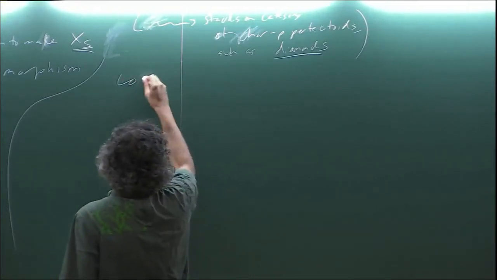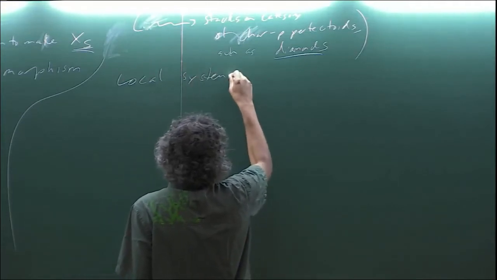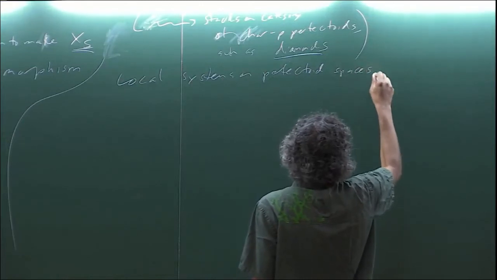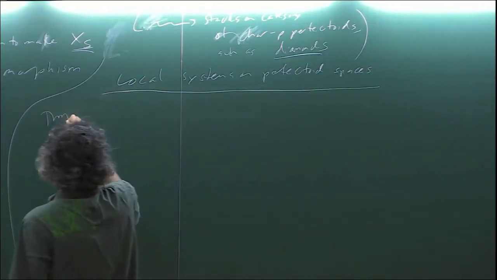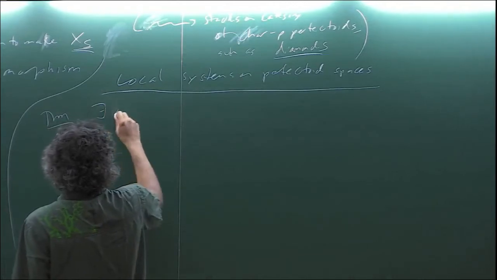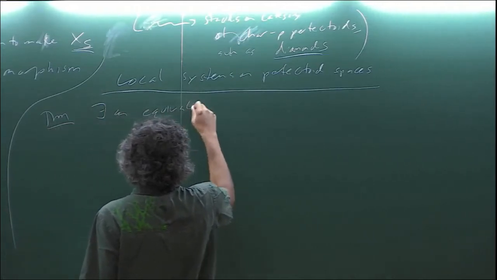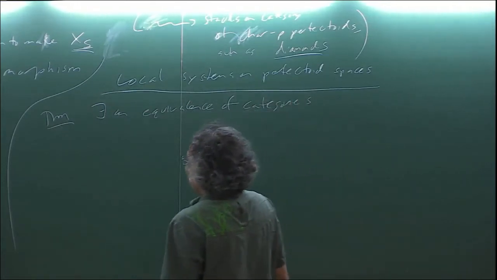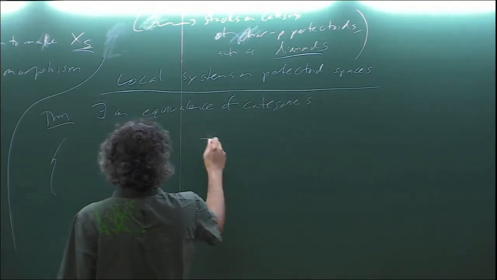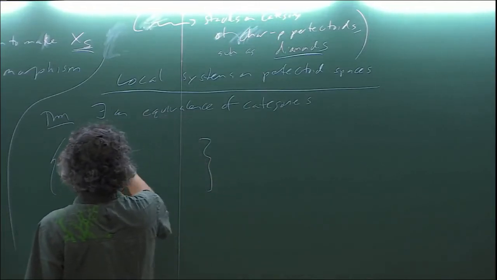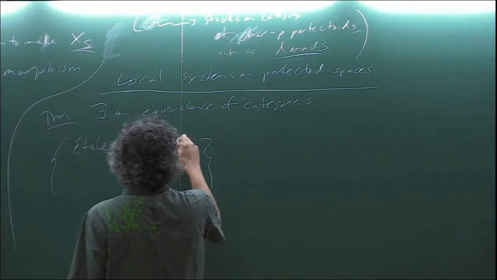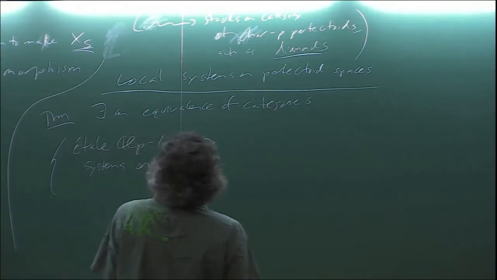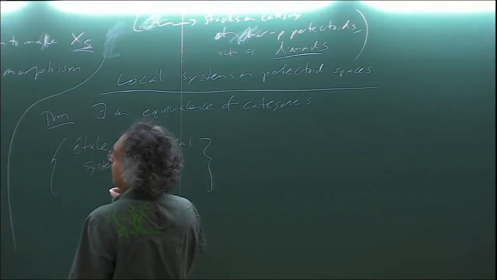Theorem: there exists an equivalence of categories. Here I'm going to take étale Q_p local systems on my perfectoid. So S is a perfectoid space right now.